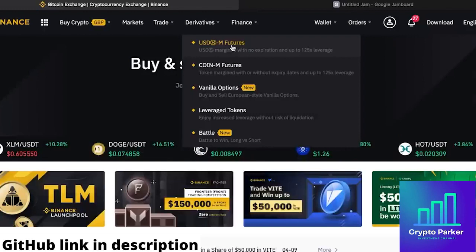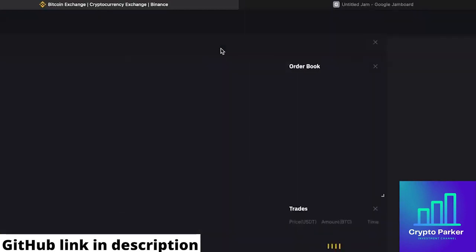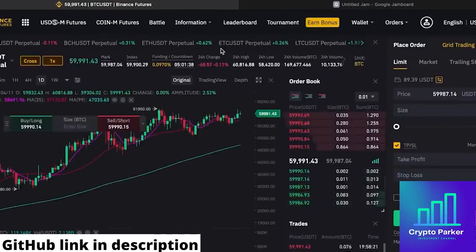You can either use US dollar stablecoin futures or coin futures. It doesn't really matter because you're going through to the same place. So I'm just going to click on US dollar stablecoin futures, and then it's going to take us right through to the Binance Futures trading page.